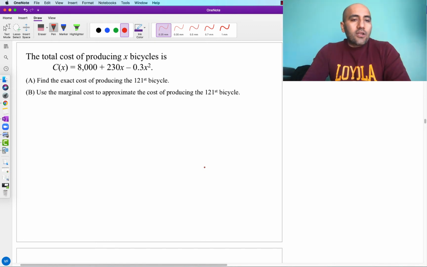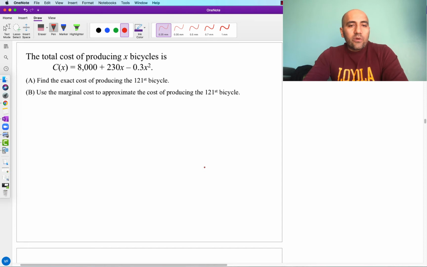So the total cost of producing X bicycles is given by this function. Find the exact cost of producing the 121st bicycle. Then use the marginal cost to approximate the cost of producing the 121st bicycle.